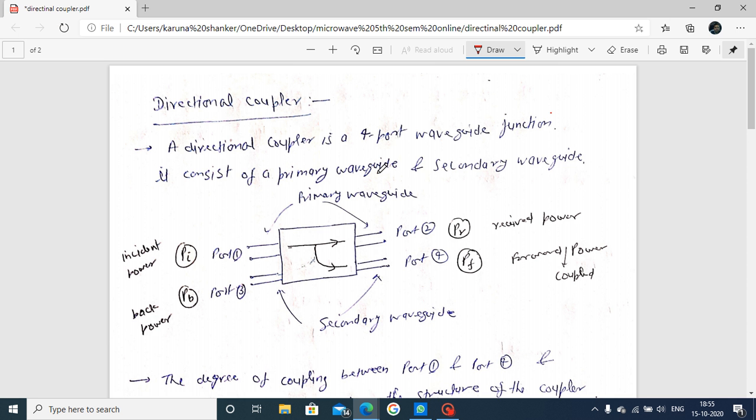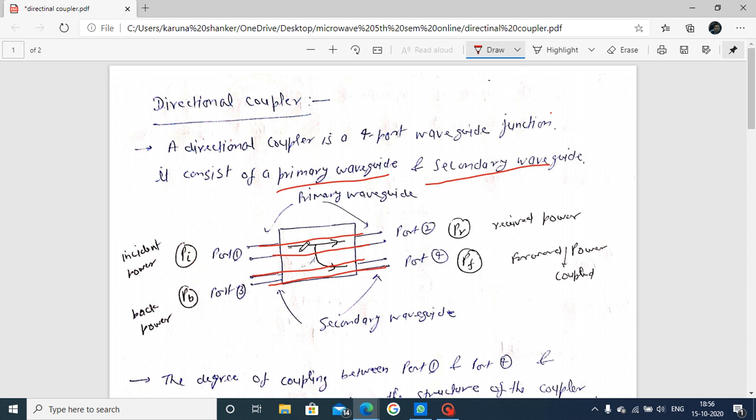Next topic, directional coupler. A directional coupler is a 4-port device. It consists of two waveguides. One is called the primary waveguide, and the second is called the secondary waveguide. This section is represented as your primary waveguide, and this section is represented as the secondary waveguide.